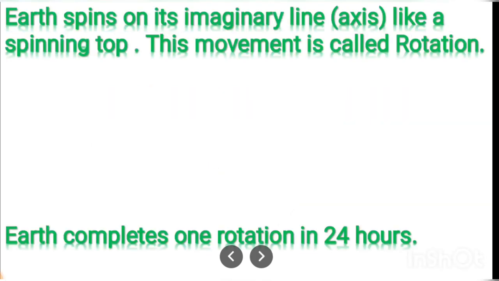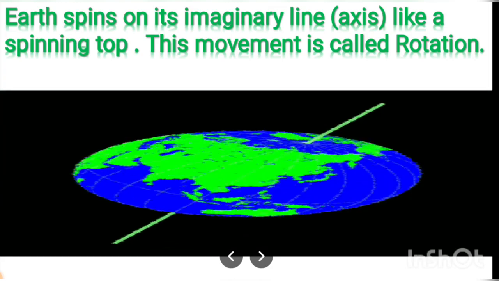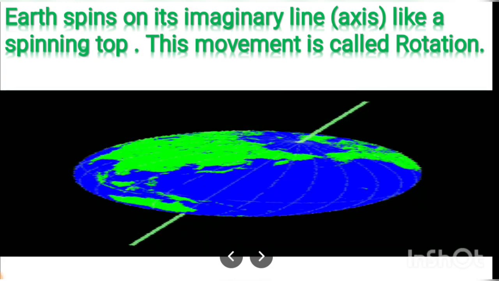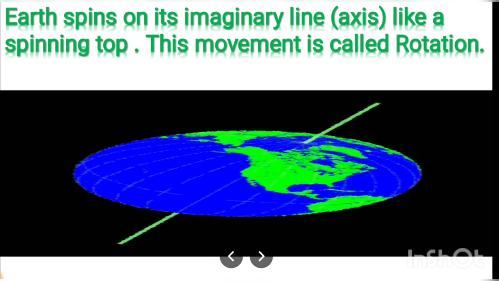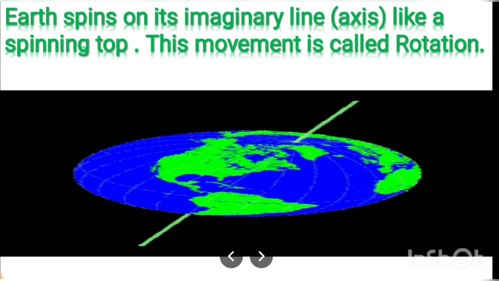The first one is rotation. I have discussed in the previous slide that earth has two movements. One is rotation, one is revolution. Earth spins on its imaginary line, the axis, like a spinning top. This movement is called rotation, and earth completes one rotation in 24 hours. So can you see the rotation of the earth? It completes one rotation in 24 hours.